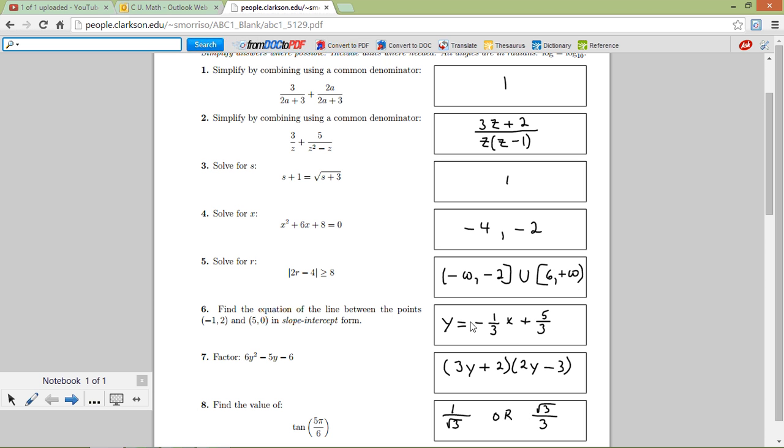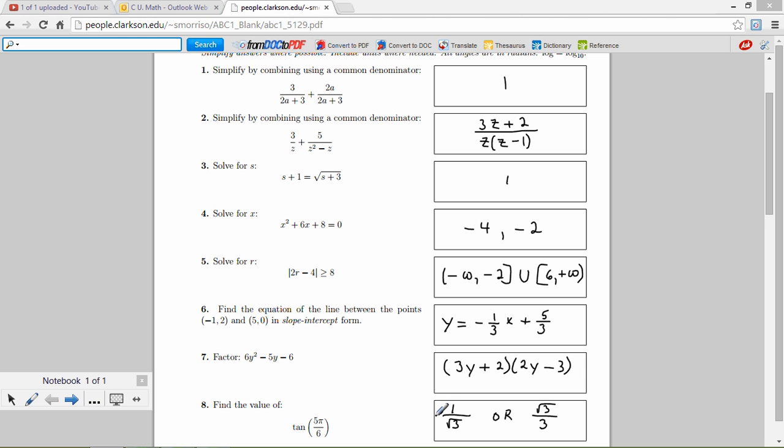Okay. Number six, your answer should have been y equals -1/3 x plus 5/3. It was asked for that slope intercept form. Okay. When you factored question number seven, maybe by AC method, you should have had in some order the quantity 3y plus 2 and the quantity 2y minus 3. Right? And then question number eight is the first of the trig questions.